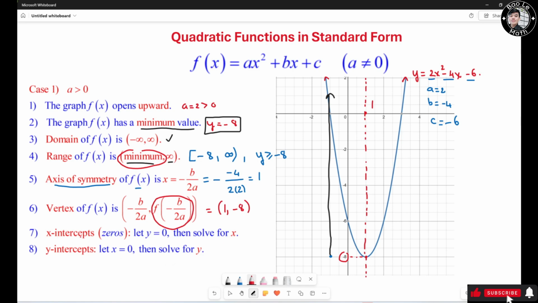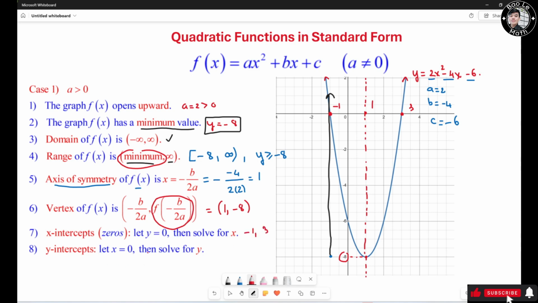Now the x-intercept, which means the zeros, right? So we have 2 zeros right here. The first zero is going to be negative 1. The second zero is going to be 3. So it's going to be negative 1 and 3.